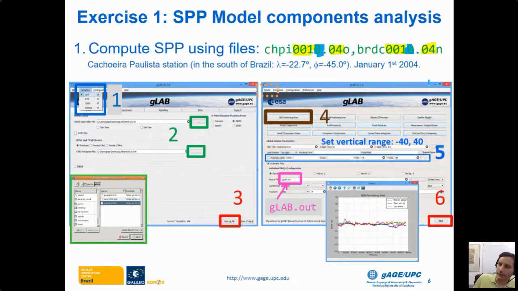This is the station. This is the station that I showed the first day. The CHPI station is located in the south of Brazil. It's Cachoeira Paulista. Remember that it was a station in the middle of very green fields with very open sky conditions. So we should expect to have a very good, very representative positioning.